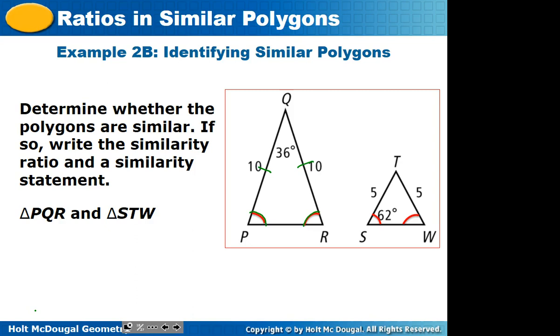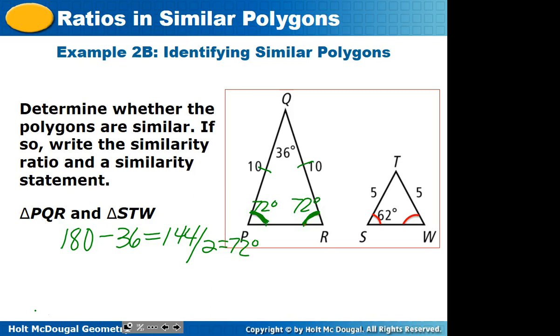Now, I know that the sum of all the angles inside a triangle are 180 degrees, so I'm going to do 180 minus 36. That's 144. Now, the other thing that I notice over here is that these 2 angles over here are congruent. So I'm going to divide that 144 by 2, and that equals 72. And that means that this angle here is 72, and this angle here is 72.